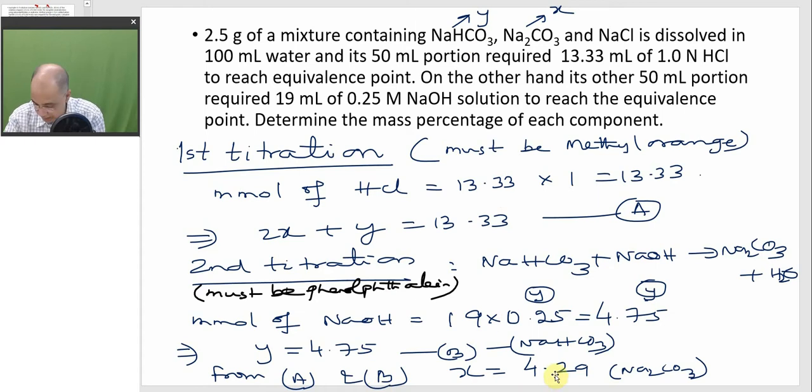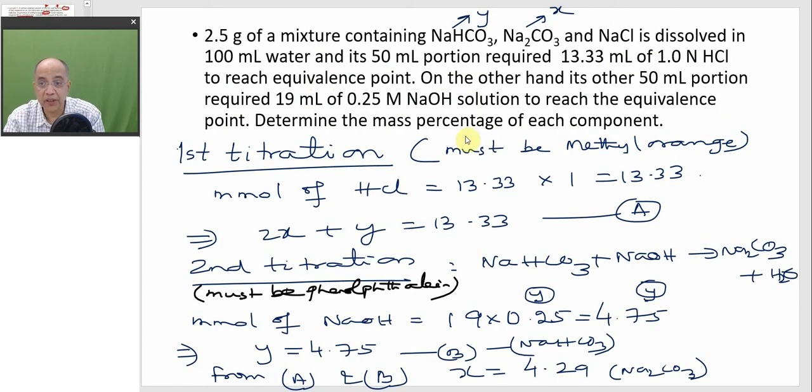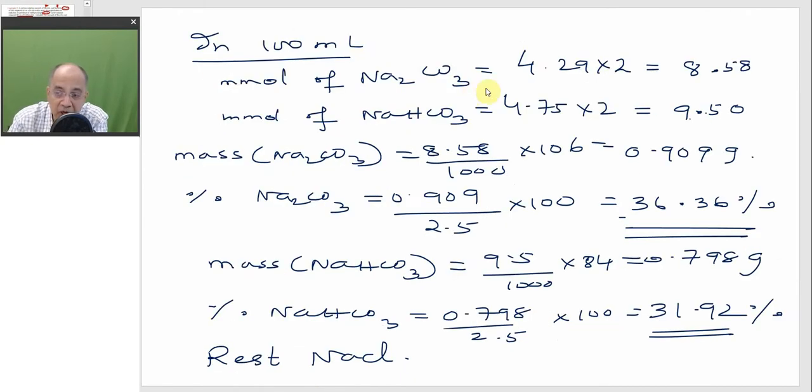X is coming to 4.29. Because 50 ml and 50 ml were both taken from the 100 ml, we have taken 50 ml. So whatever value you got, you have to double it, because the stock solution is 100 ml. So in the stock solution, the millimoles of sodium carbonate is double of that, and sodium bicarbonate is double of that. Although in the first all reacted, and in the second only sodium bicarbonate reacted, with NaOH, it doesn't matter. So 50 ml contains this much, and 100 ml must have contained double of that.